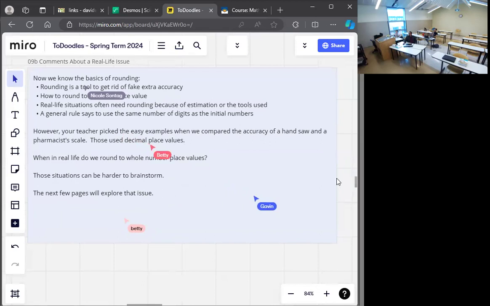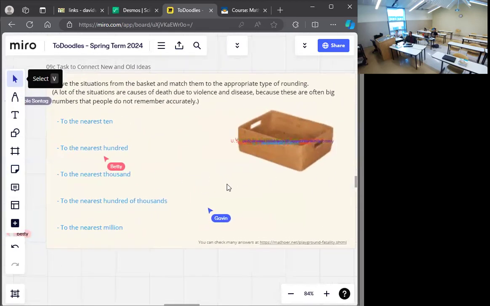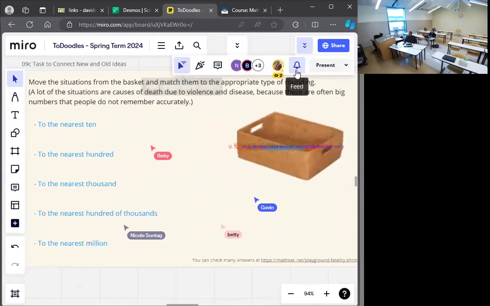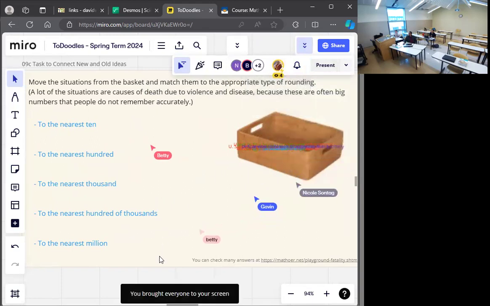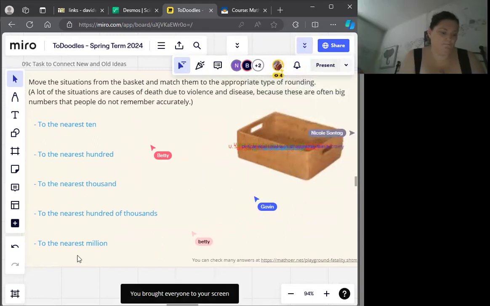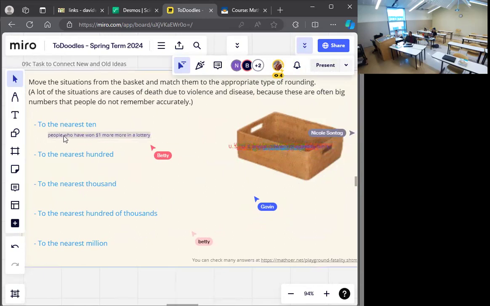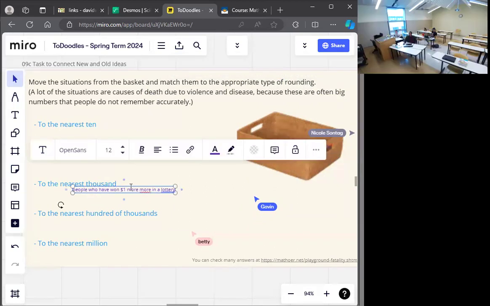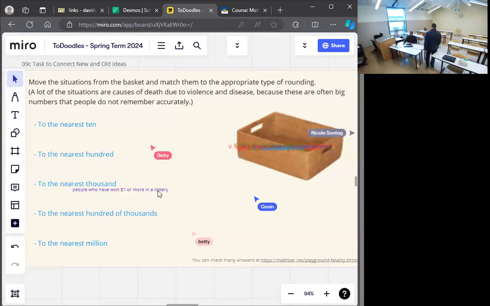So let's do a few more issues. So this basket has a whole bunch of things in it, and we're gonna drag them out and put them on the side. So the first one that I'll grab is people who have won $1 or more in a lottery. How many people do you think have won $1 or more in a lottery? Is it 1 million of them, 100,000 of them, 1,000? I don't know the answer to all of these off the top of my head.